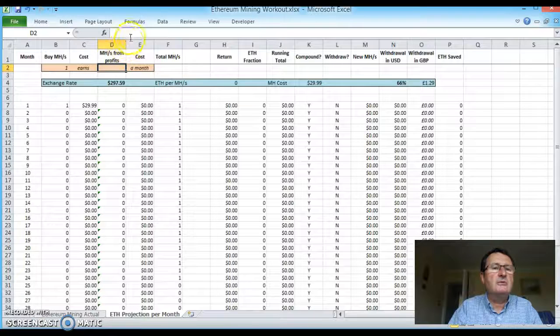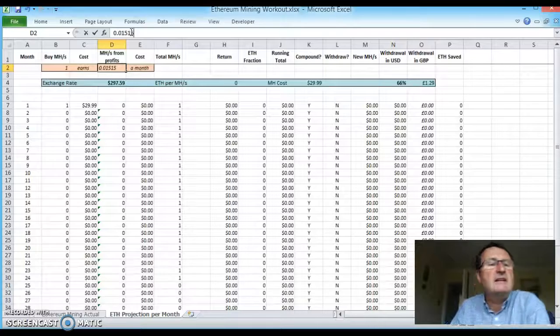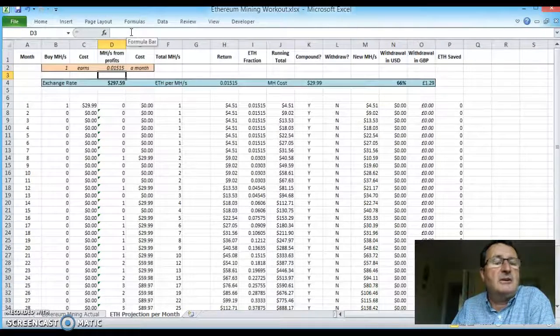Go back to here and just Control and V and drop that into the box there. So now we've got the amount of mega hash that we'll be mining per month for whatever mega hash that we've got. And basically, however much we accumulate in the total mega hash box gets multiplied by that figure.